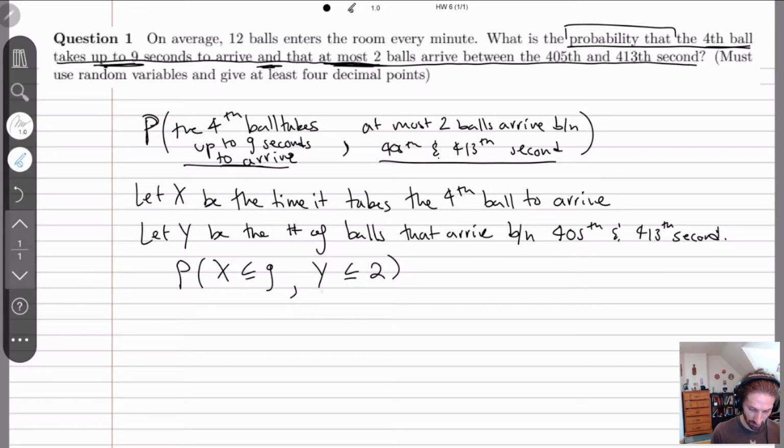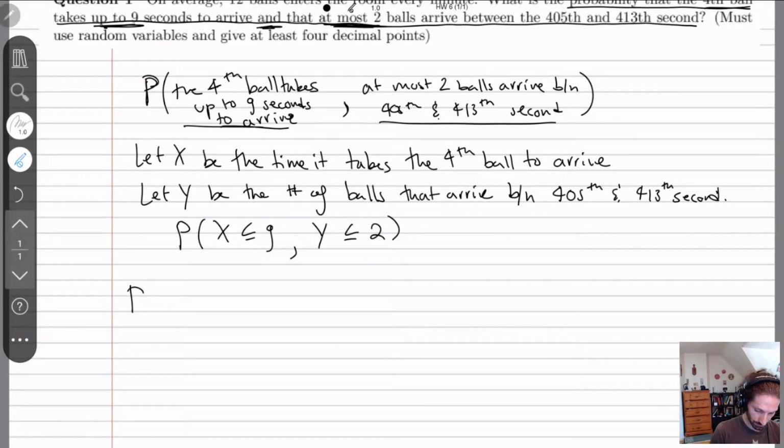Here the thing to note is that these are independent events. The number of balls that arrive between the 405th and the 413th second has nothing to do with how long it takes the first four balls to arrive. They're two totally different things, so they're independent events, and we can solve these separately.